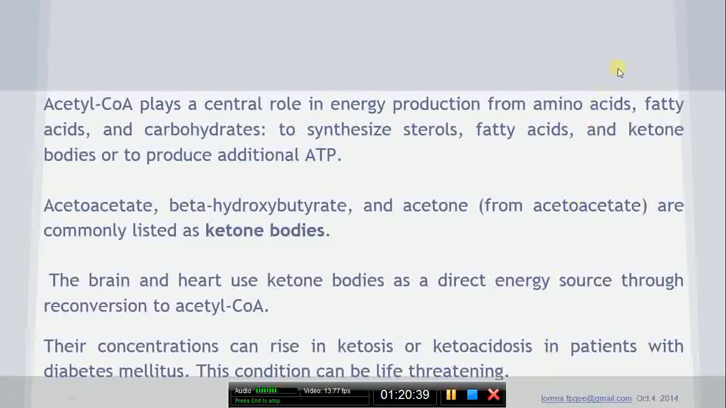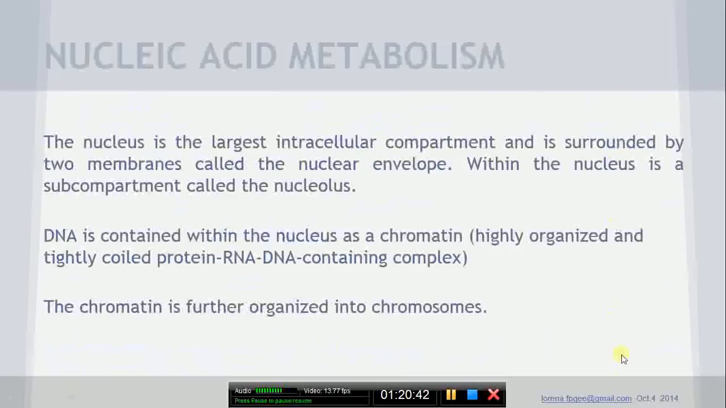5-4 Nucleic acid metabolism, DNA replication and repair, RNA transcription, and translation into protein. A review of nucleic acid metabolism must begin with an understanding of the nucleus. The nucleus is the largest intracellular compartment and is surrounded by 2 membranes called the nuclear envelope. Within the nucleus is a subcompartment called the nucleolus.